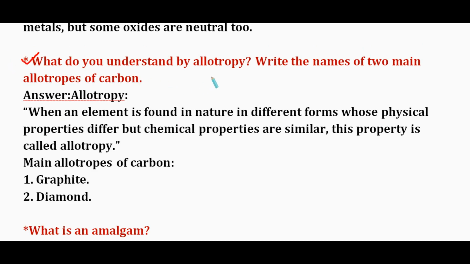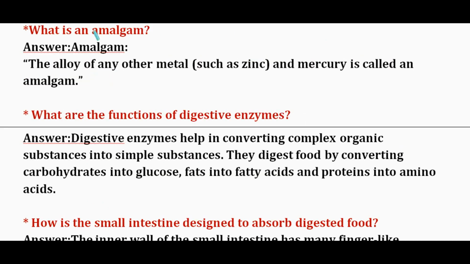What do you understand by allotropy? Write the names of two main allotropes of carbon. Let us see allotropy. When an element is found in nature in different forms whose physical properties differ but chemical properties are similar, this property is called allotropy. Main allotropes of carbon are graphite and diamond. Now the question is, what is an amalgam? The alloy of any other metal such as zinc and mercury is called amalgam.